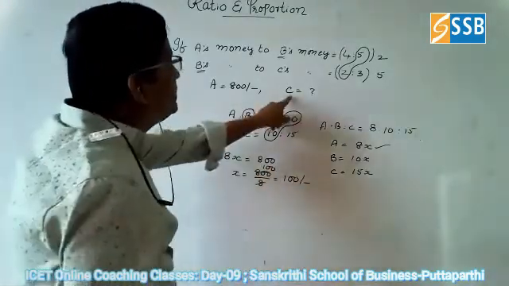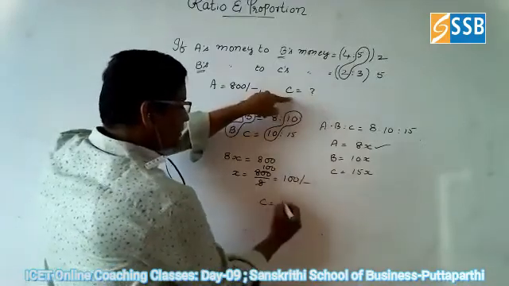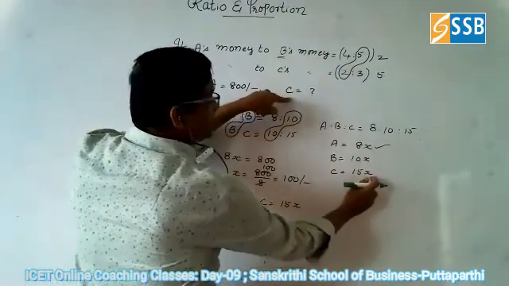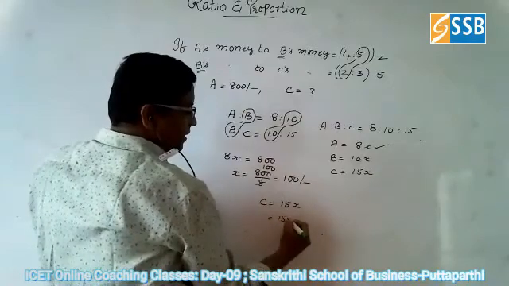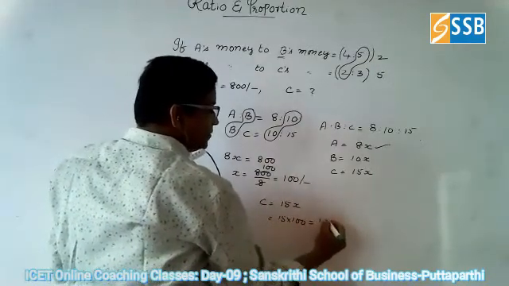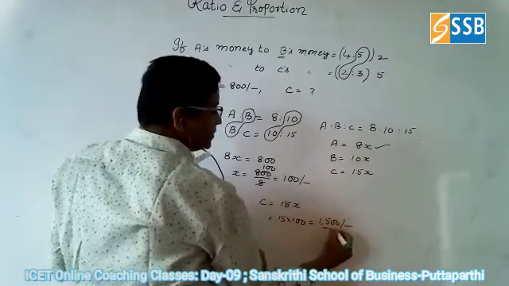Now we want the C part. So what is the C part? 15x. So 15 into 100, that is equal to 1500.